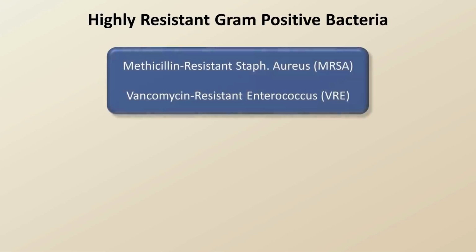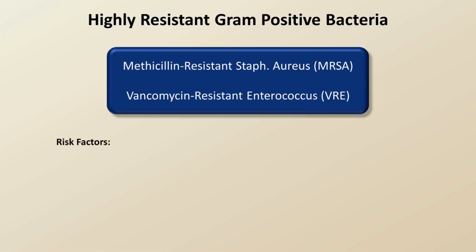For the remainder of the lecture, I'm going to focus on the highly resistant gram-positive bacteria, which essentially means just two organisms, MRSA and VRE. These are both resistant to typical conventional antibiotics and therefore represent a significant problem when patients are infected with them. Risk factors for developing these largely overlap.